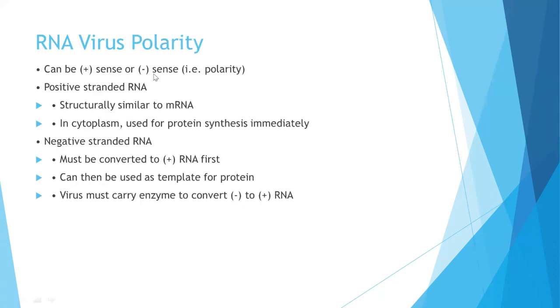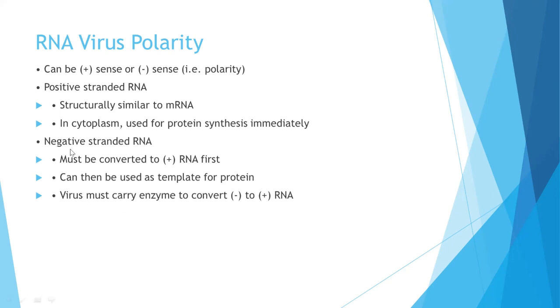RNA virus polarity. RNA viruses can be either positive sense or negative sense. This positive or negative represents the polarity of the virus. Positive stranded RNA is similar to mRNA in the cytoplasm and is used for protein synthesis immediately. These are the positive sense viruses. If the virus has negative stranded RNA, it must first be converted to positive RNA, which can then be used as a template for protein. So the virus must carry an enzyme to convert negative to positive RNA. These are the negative sense viruses.